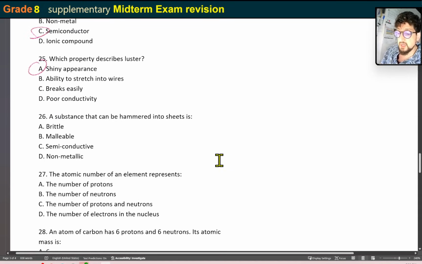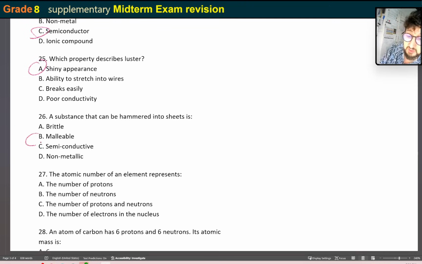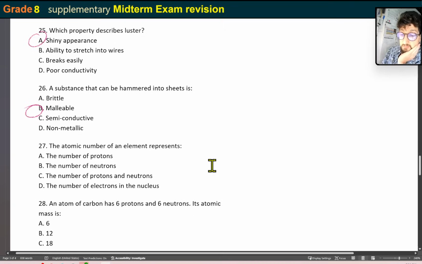A substance that can be hammered into sheets. Hammered into sheets or bent is malleable. That's what it means: it can be hammered. You can change the shape of it.